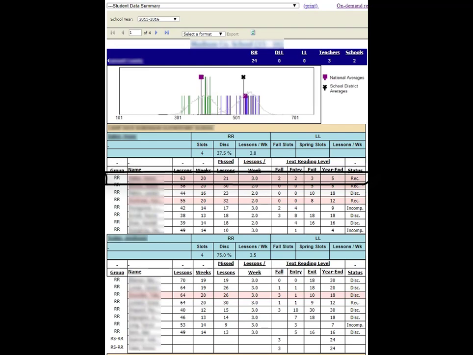If you look at this first row, we can see that we have a Reading Recovery child who got 63 lessons in 20 weeks, missed 21 lessons, had about 3 lessons per week. Then we can see their text reading level at fall, entry, exit, and year end, and finally their end of program status here. So Amy's going to describe how she used this particular report.